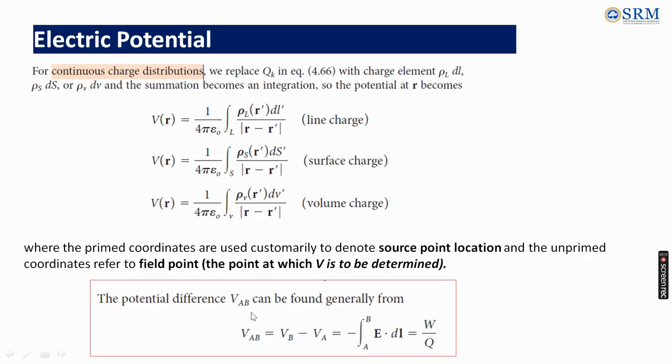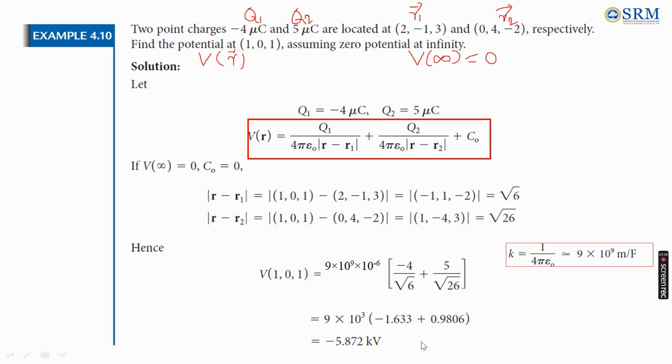So generally, if you want to find the potential difference, it is going to be the potential at B minus the potential at A, and that I can relate to the negative of the line integral of E dot dl, which is equal to the work done in moving the charge, right? Now let us solve a problem.